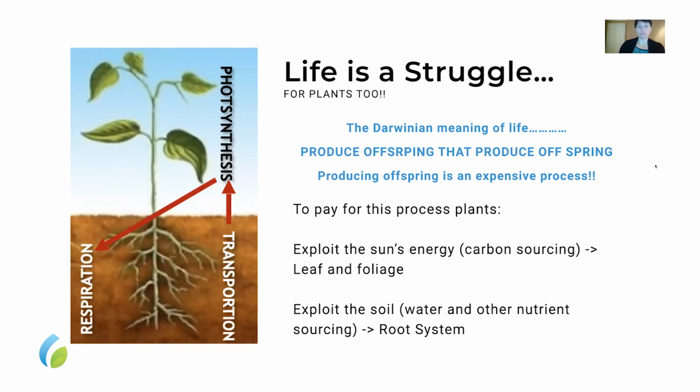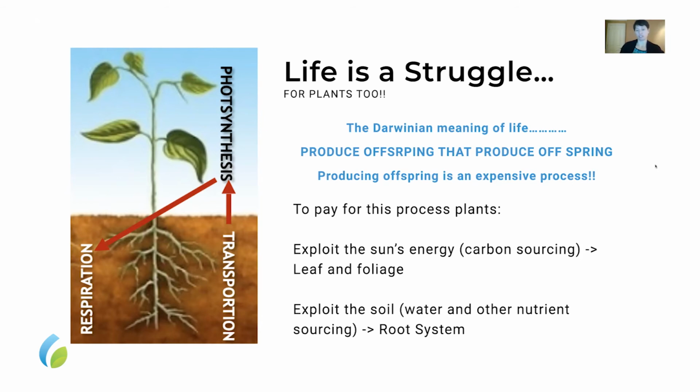So the Darwinian principle in the context of bacteria actually applies to plants as well. The basic purpose of a plant is to produce offspring that produce offspring. So life is a struggle for them as well. To pay for this process, which turns out to be an expensive process to commit, plants have developed a sophisticated system that spans both subterranean environments as well as the above ground.